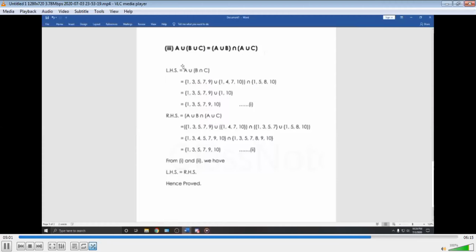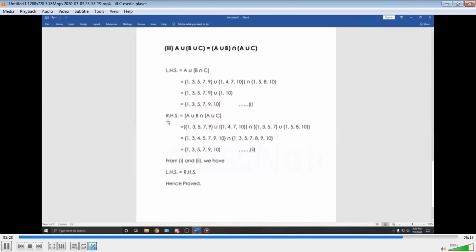We will divide them into the LHS and the RHS. Solve the LHS first. We will take the intersection of B and C. Common between these two sets are 1 and 10. B intersection C equals a set of 1 and 10. And we will take union of this set with A resulting in this. Name this equation as equation number 1.